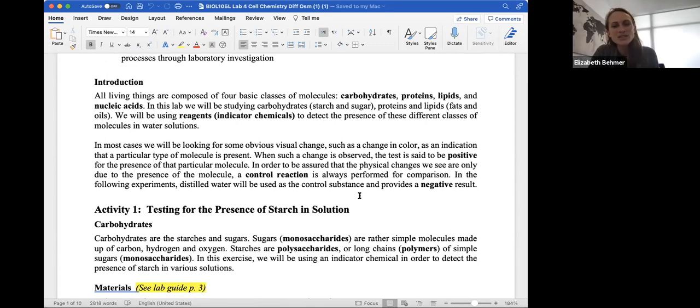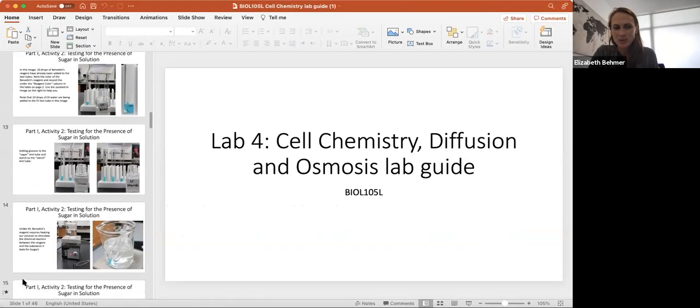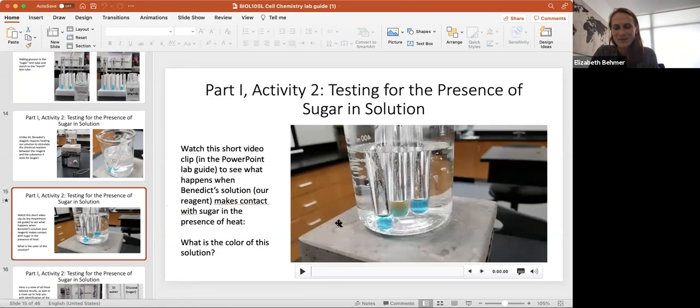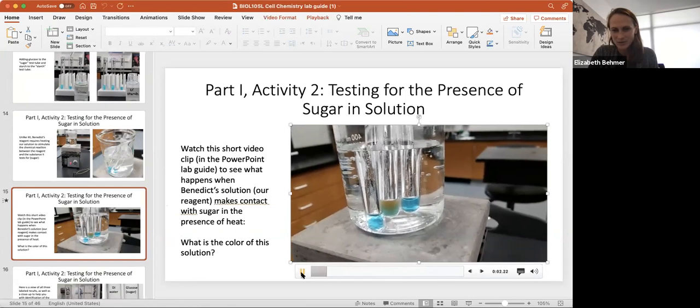Yes, so what I mentioned about the video link is that in the PowerPoint, you just have to download the PowerPoint as shown here. And then when you hover over a picture in the PowerPoint, it'll give you an option to play a video.